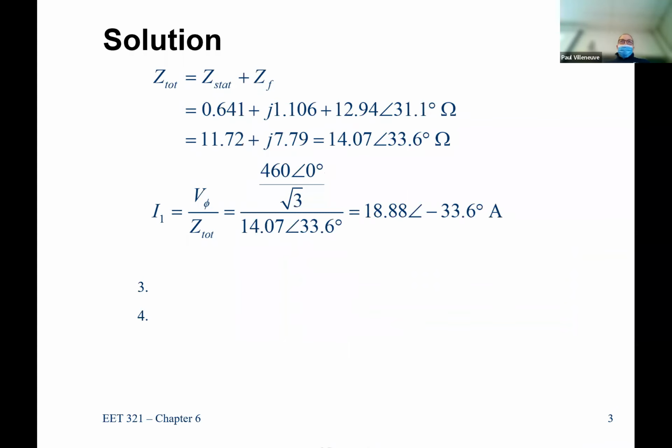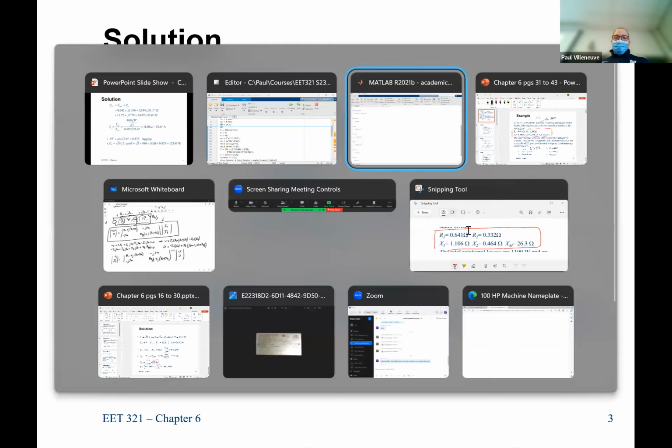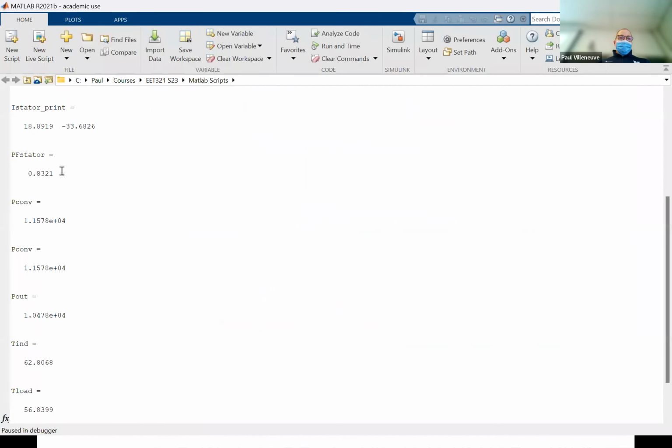So here is my stator current, my power factor, 0.833. Just take the cosine of that angle. It's lagging because of the negative. My voltage is at 0, my current is at minus. My input power, 12,530. Before I switch pages, let's go back to here and see how close I got. So here's the power factor. I said 0.833, it's 0.832. It's rounding a little bit, I would imagine.